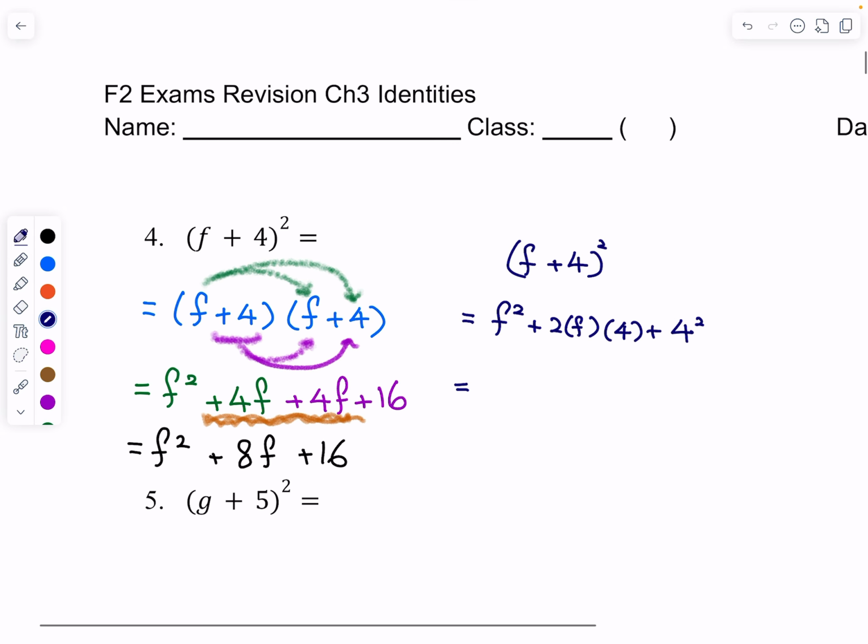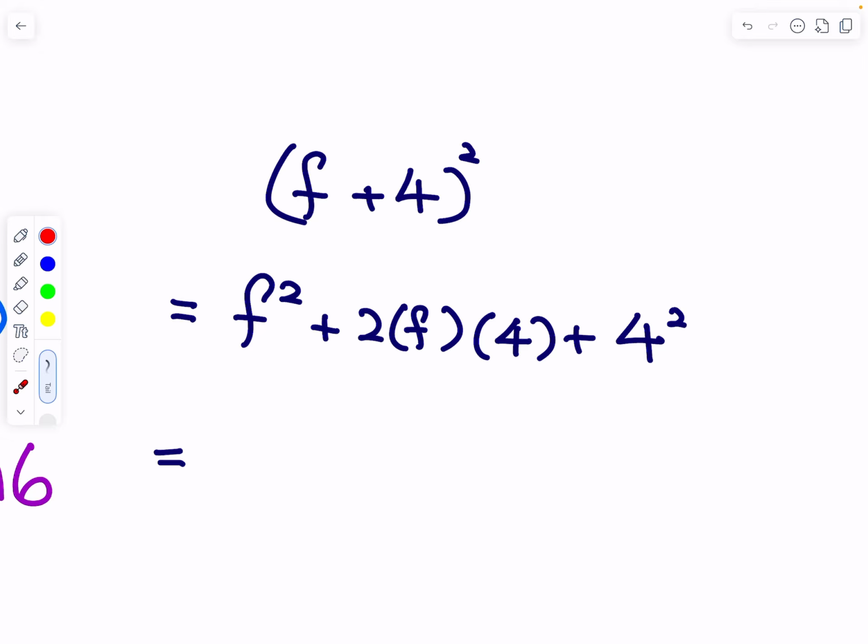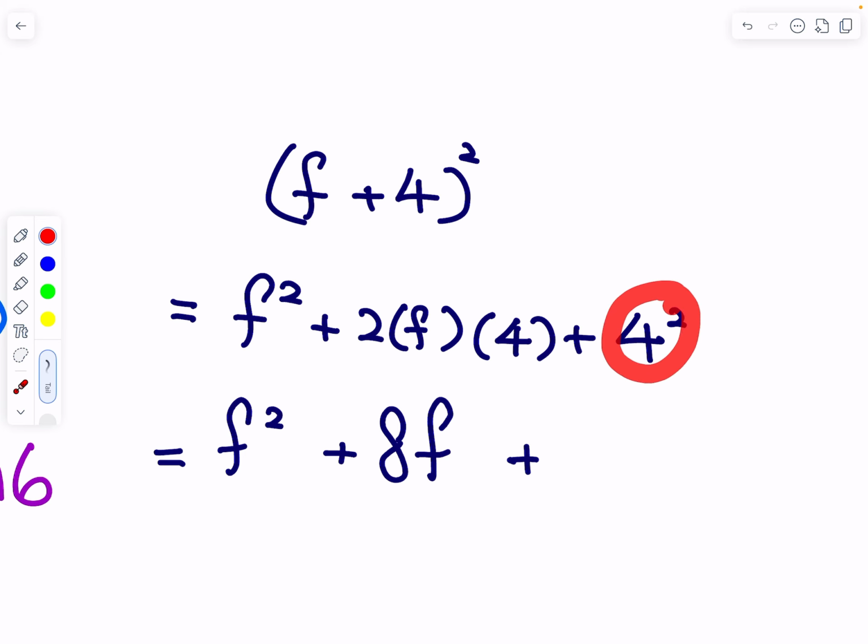Now if you see the correlation, do you know what this part is? 4F, right? 4F is being repeated twice here as well. So that's why we have the 2 outside. The rest of the things actually don't change. If it's 4 times 4, it means 4 squared. Yeah, nothing changes. Now what do we do? F squared, nothing to do, so just keep it there. And then bracket means multiply, so you calculate 2 times 4, which is 8F. And then the last part, 4 squared. 4 squared means 4 times 4, which is 16.